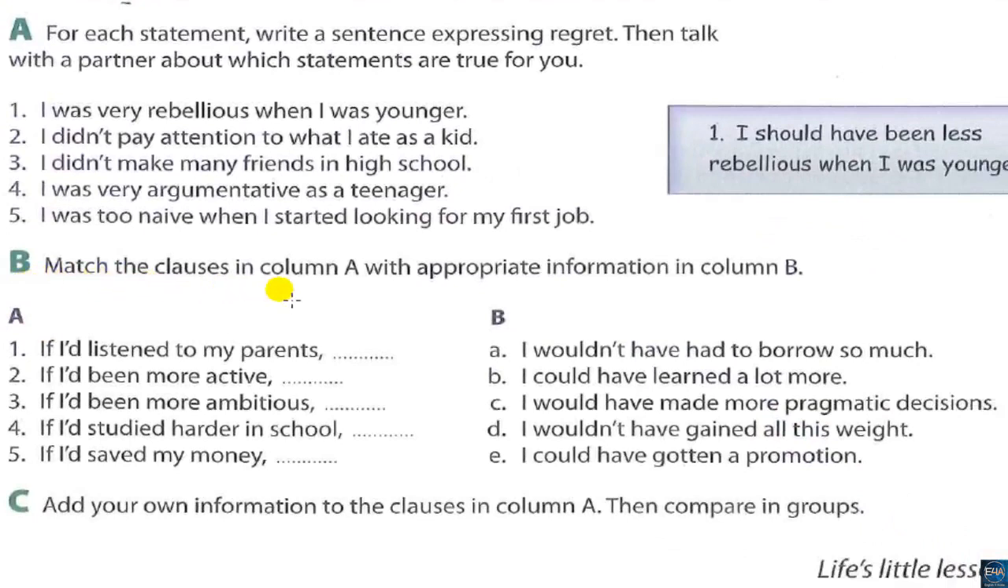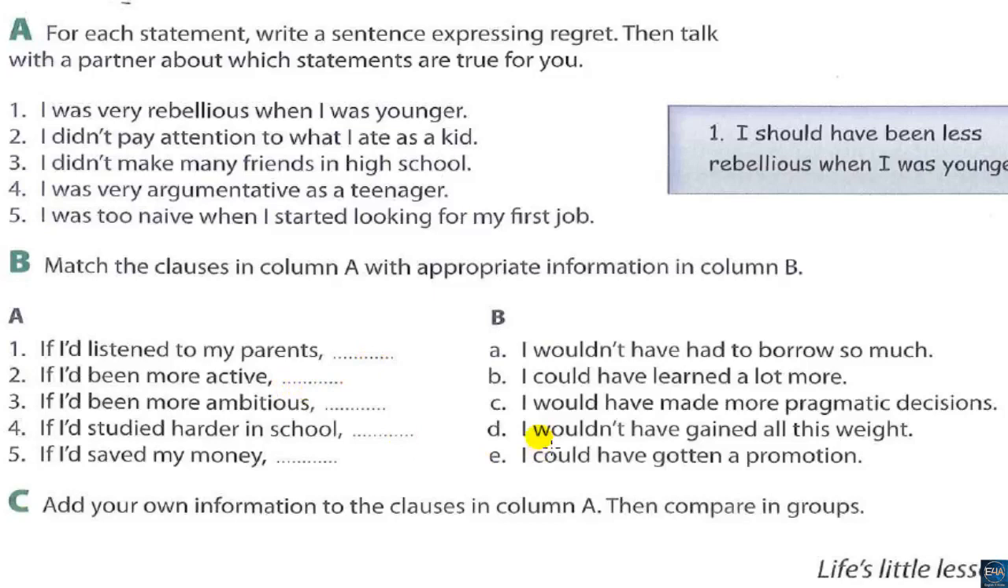B, match the clauses in column A with the information in column B. So here you match A with B. We have five sentences and the second part is B. To answer this exercise, you should start to answer by yourself first, then listen and check your answers. One, if I'd listened to my parents, I would have made more pragmatic decisions. Pragmatic, practical decisions. So number one, C.